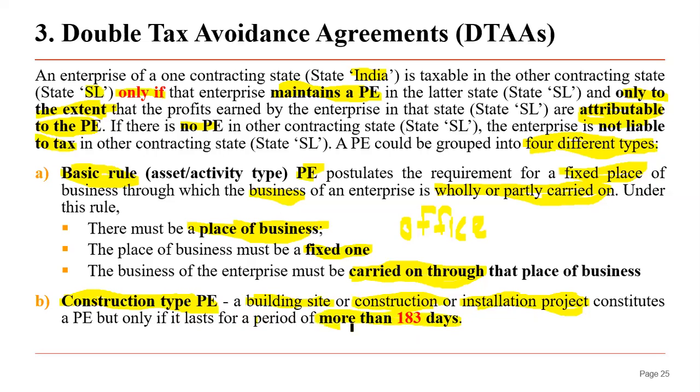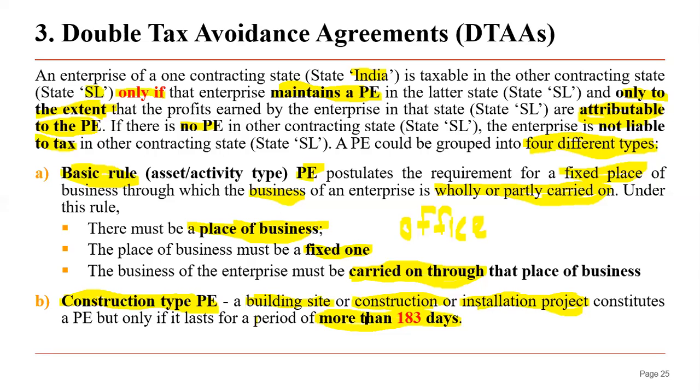If they're doing that construction for more than 183 days, that is basically 6 months. If they are doing construction here for more than 6 months, then we can categorize it as a construction PE. Then they are doing construction, there's a PE, and they are liable to tax in Sri Lanka. That is the only thing you need to keep in mind. They are having a construction PE.